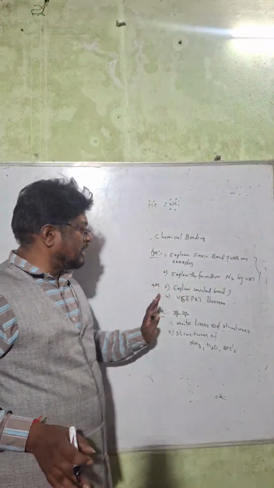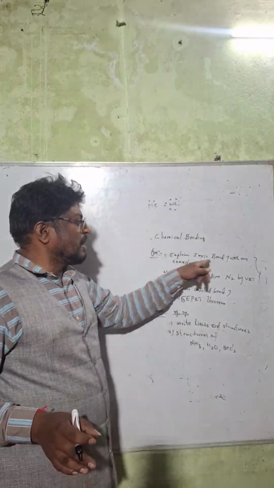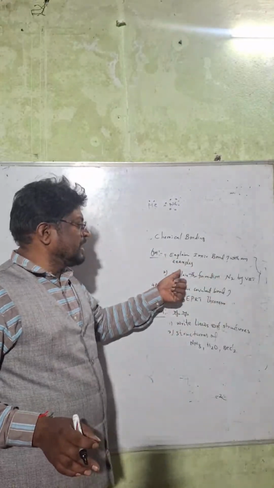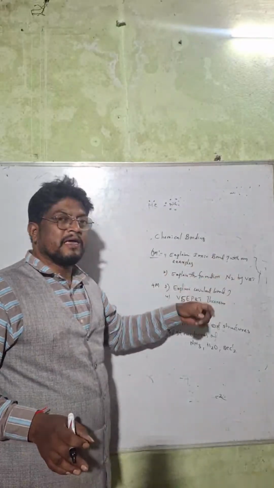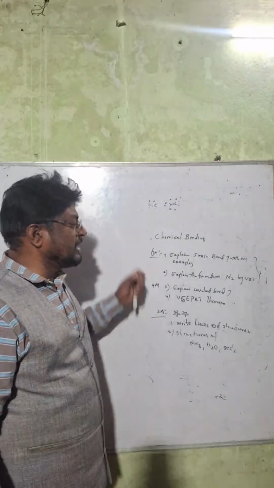4 marks: explain covalent bond and VSEPR theory. 6 marks: explain ionic bond with an example, and explain the formation of the N2 molecule by valence bond theory. These are the questions from the 8th chapter.